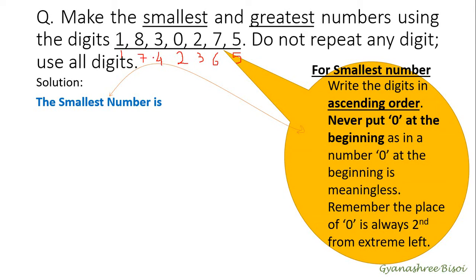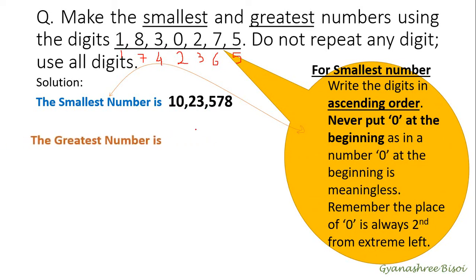Got it? Now we will form the smallest number. So the first place is 1, second 0, then 2, 3, 5, 7 and 8. And put the commas according to the periods which we have already studied. Now this is our smallest number.